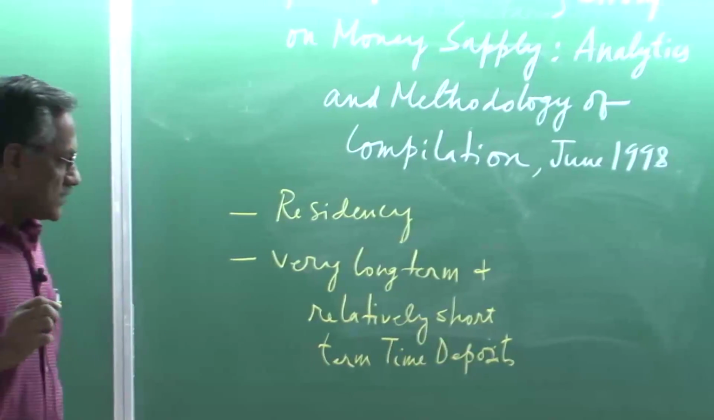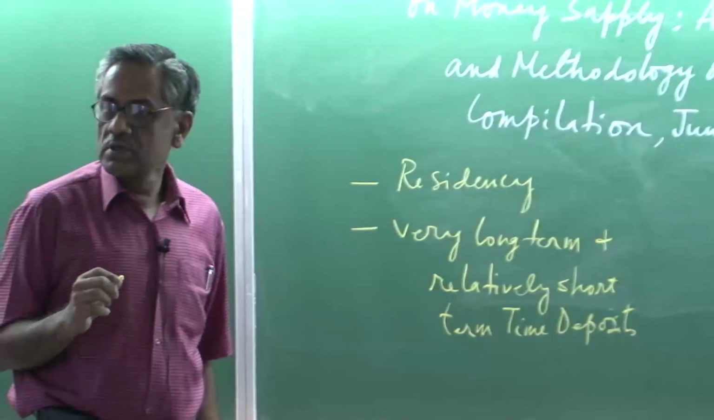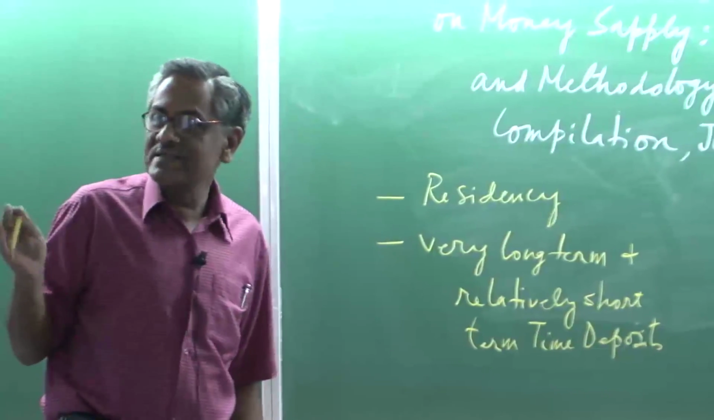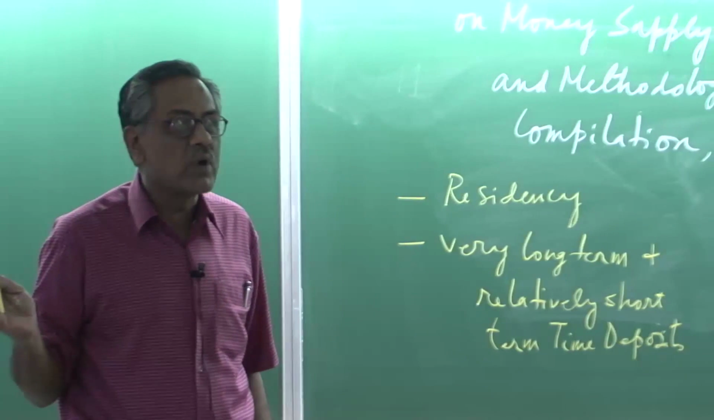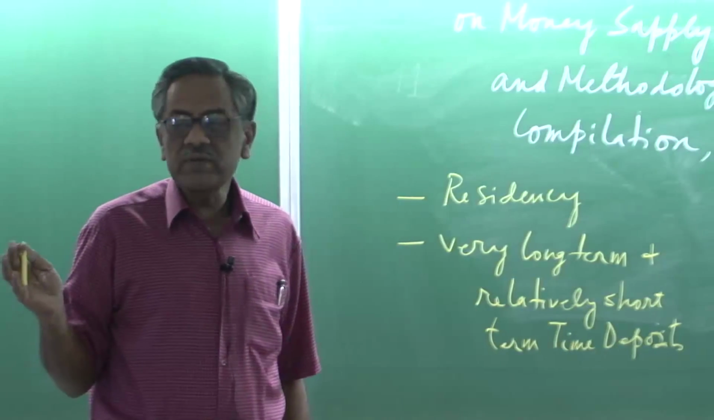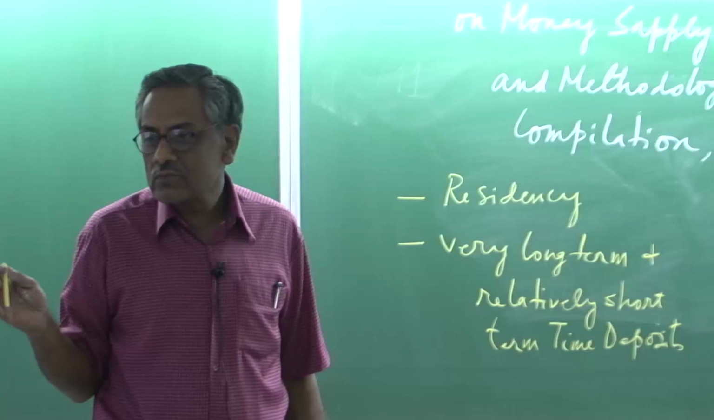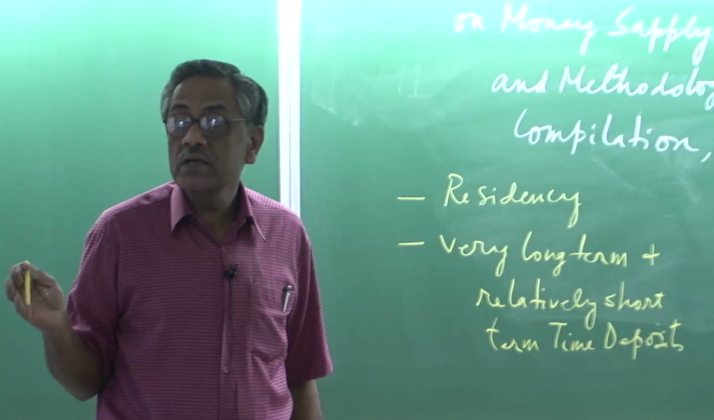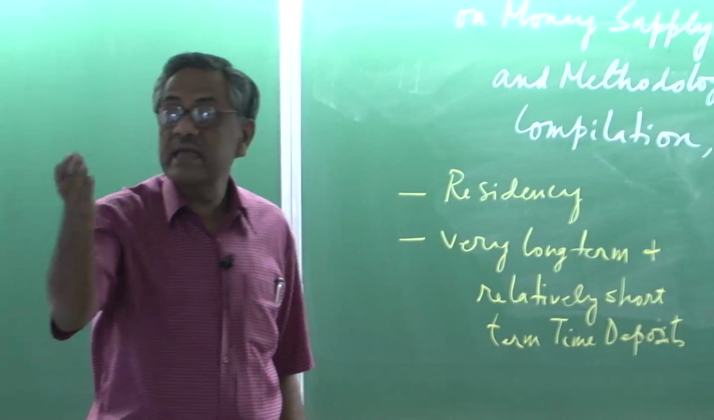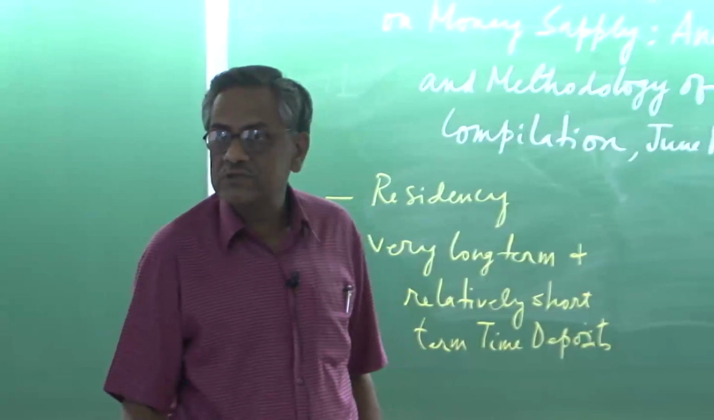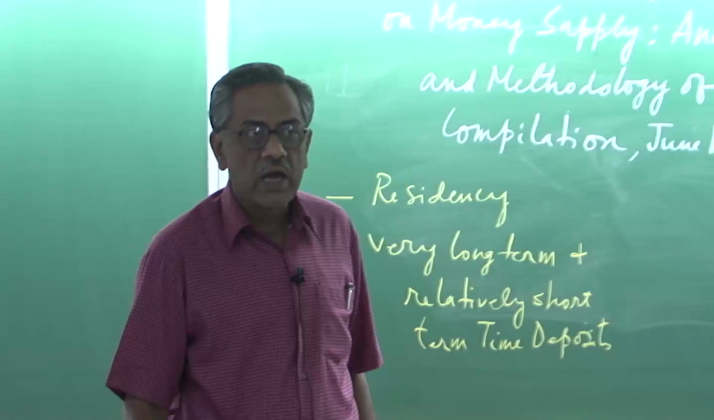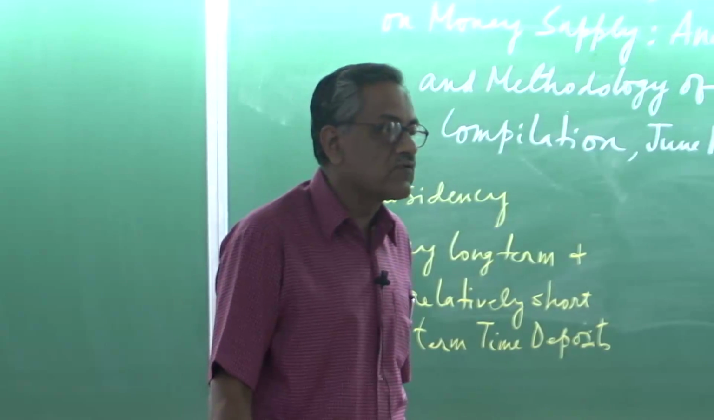Very long term and relatively short term time deposits. Time deposits are long term, at least 1 year. Long term is, if you define it, at least 1 year. Now, there are some time deposits which are 1 year old, 2 year old, and there are time deposits which are 10 year, 15 year. Let us take the case of Provident Fund. I started working here, I am now nearly 24 years completed at IIT. I have been depositing money in the Contributory Provident Fund.